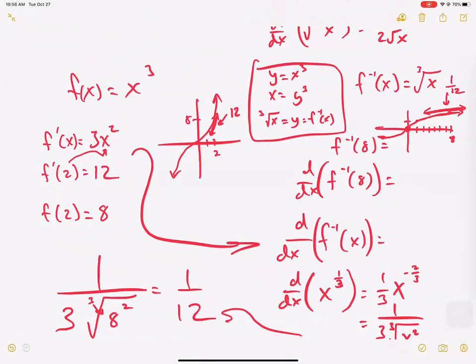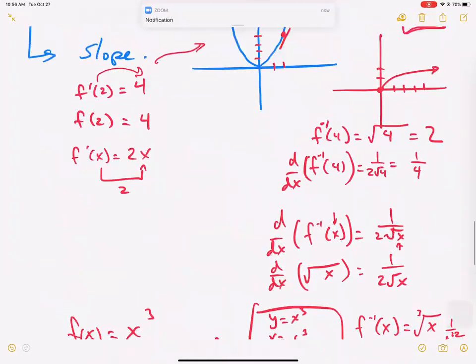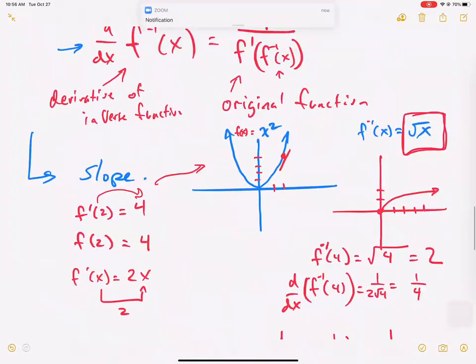Do you guys see a similarity? A little bit? Let's go back up here. Our last problem, our easy one. What was our slope for our original problem at 2? At 2, 4, the slope was 4, right? What was the slope of its inverse? At 4, 2, it was 1 over 4.